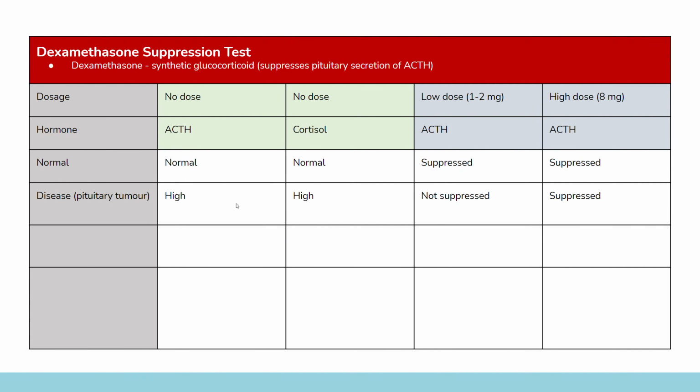So originally you'll have high ACTH, high cortisol. After low dose, that's not enough to suppress the ACTH, but a high dose is. This is the reason why we do the low dose and the high dose, because it differentiates the pituitary tumor. Because for all the other categories, there's no difference whether you give low or high. The pituitary tumor is the only time it makes a difference.